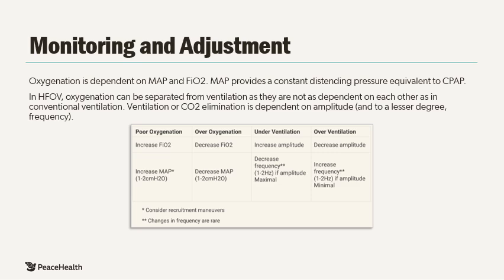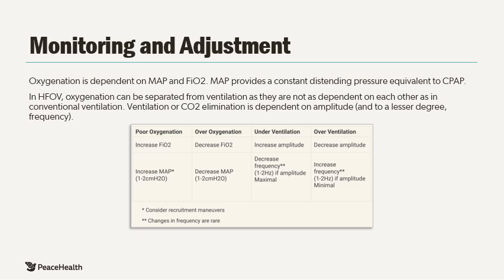Oxygenation is dependent on MAP and FiO2. MAP provides a constant distending pressure equivalent to CPAP. This inflates the lung to a constant and optimal lung volume, maximizing the area for gas exchange and preventing alveolar collapse in the expiratory phase.